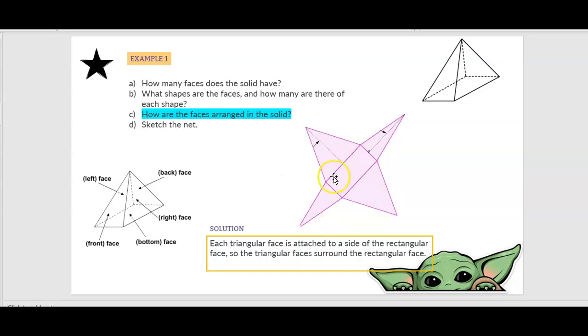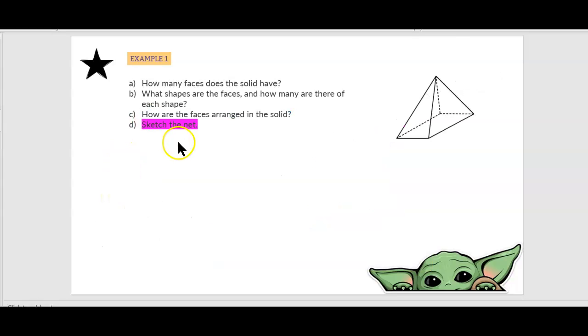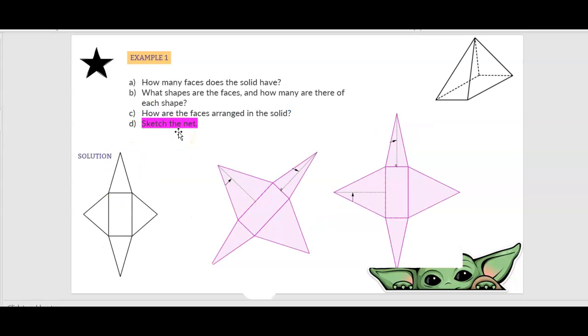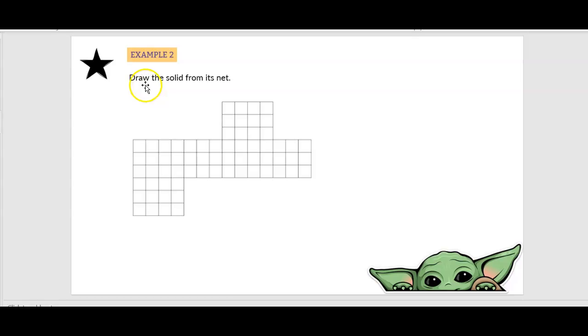There's the net. This is called a net. When you open it up, it's called a net. When you close it, it's called the solid figure. Sketch the net. Man, we've done this. Been there, done that. Ooh, draw the solid from this net. So this is a net, like Spider-Man, right? We get caught in that net. I don't think Spider-Man makes nets that look quite like this, but Grogu might.